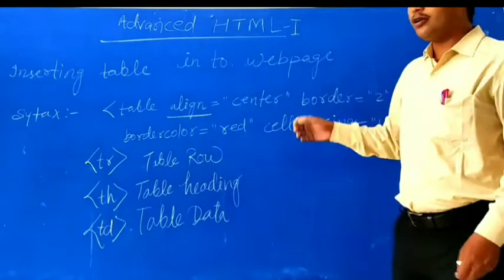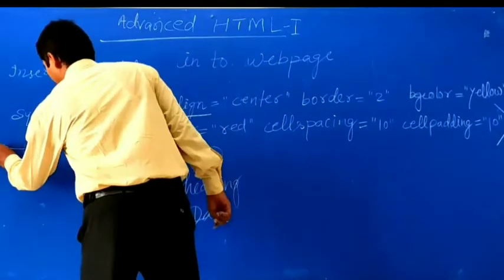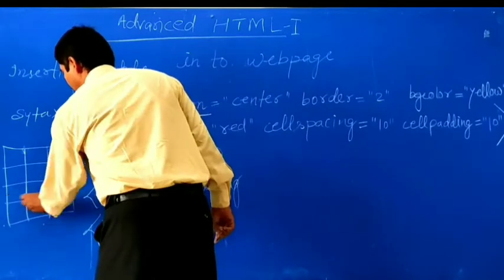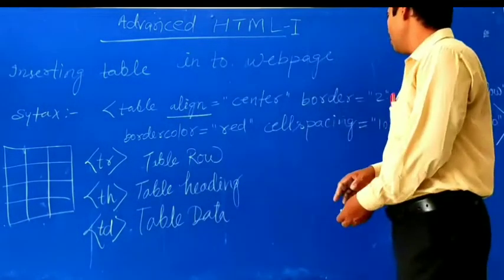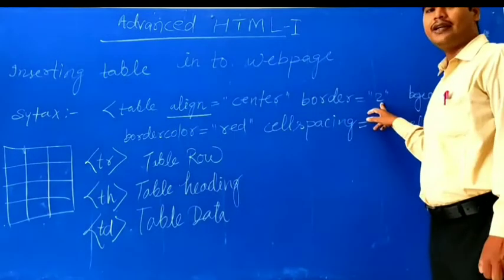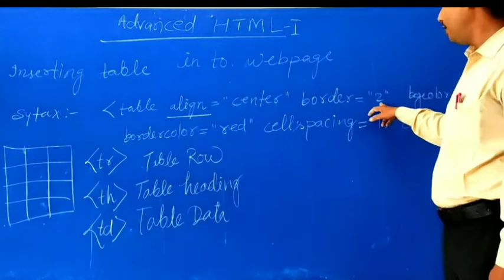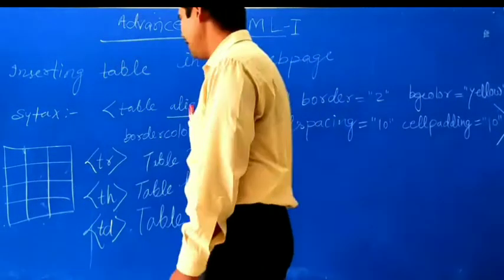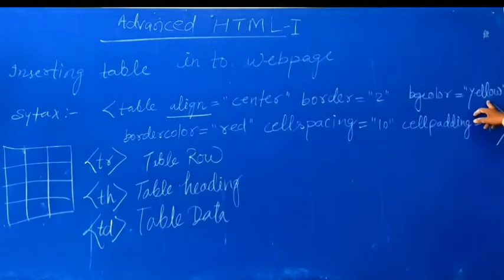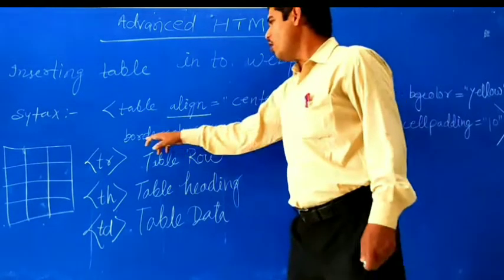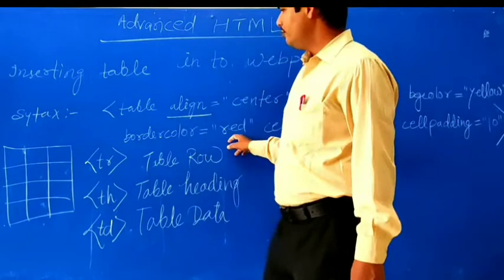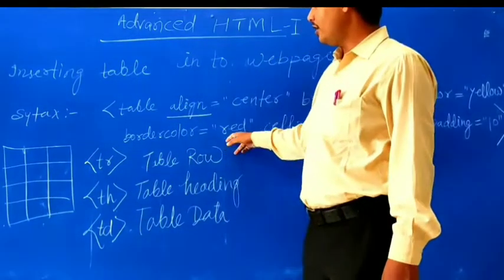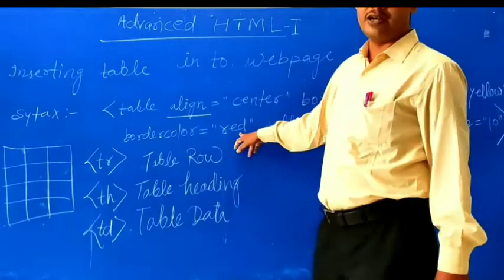Border attribute. Border means, as you know, each table has some border. This outline is known as the border of the table. So we give the thickness of the border line as 2 pixels. Bgcolor means the background color for the table. We can define it here as yellow. Yellow color is the background. Now border color equal to red means this line color is red. This border color will display as red.